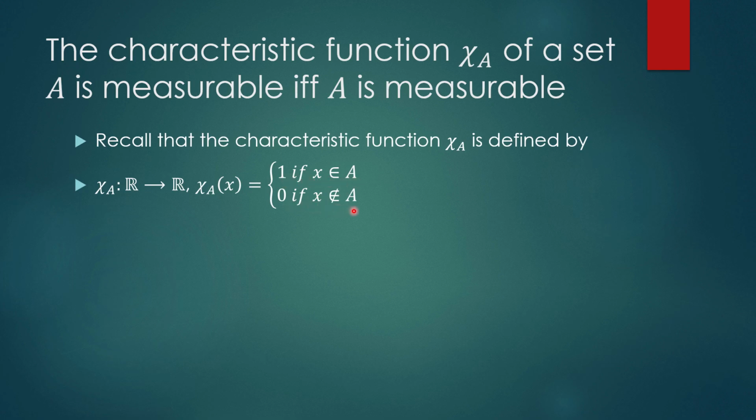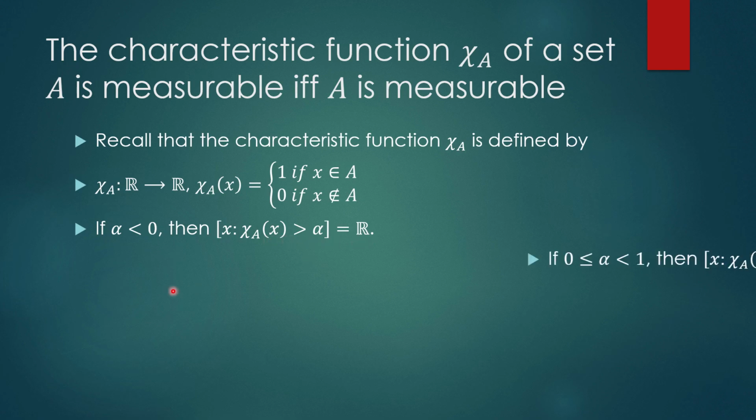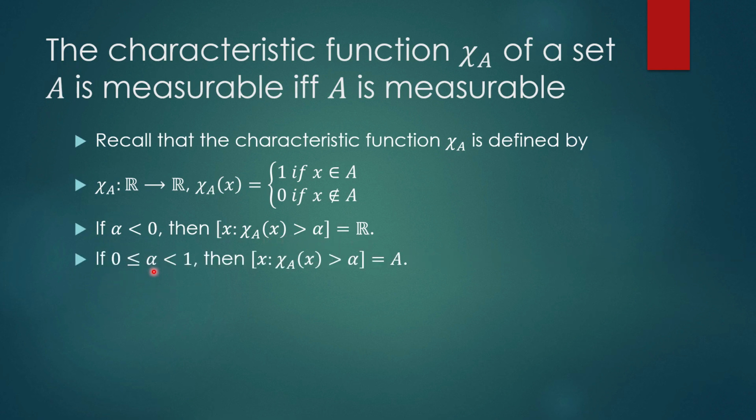All right. So if alpha is less than 0, then the set of x such that chi_A(x) is greater than alpha is equal to R. If alpha is greater than or equal to 0 but less than 1, then the set of x such that chi_A(x) is greater than alpha is exactly equal to A. If alpha is greater than or equal to 1, then the set of x such that chi_A(x) is greater than alpha is the empty set phi.